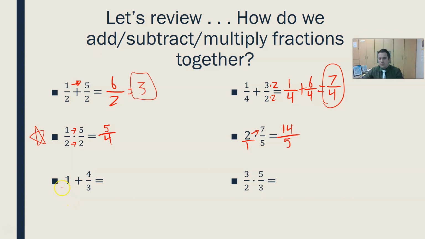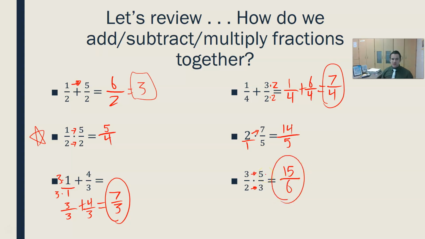1 plus 4/3, I write that as 1 over 1, which means I have to multiply the top and bottom by 3, which would give me 3 over 3 plus 4 over 3. When I add fractions, I add the top and leave the bottom the same, so my answer would be 7/3. And when I multiply these fractions together and multiply the top and the bottom, I get 15 over 6. So that's a really brief review of what you learned a little while ago about how to add, subtract, and multiply fractions.